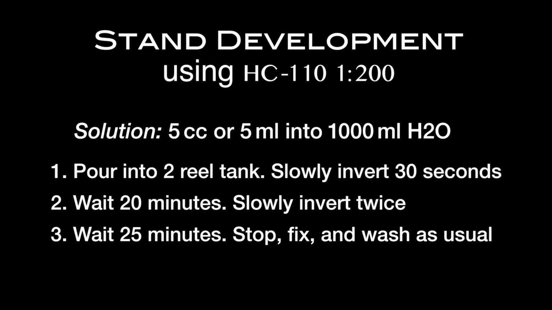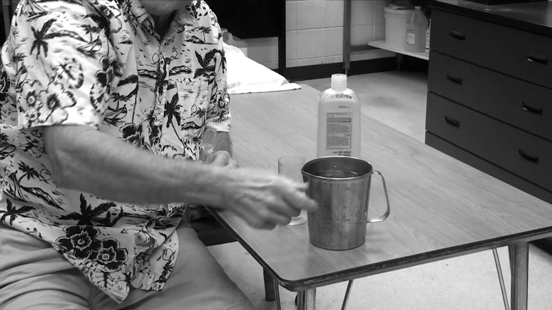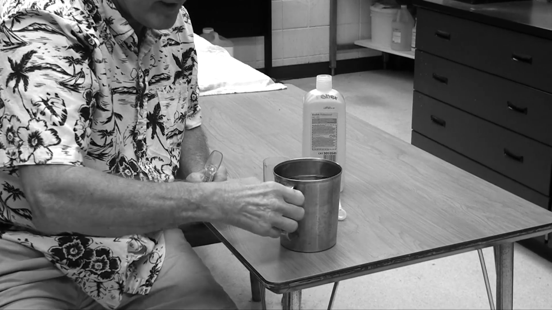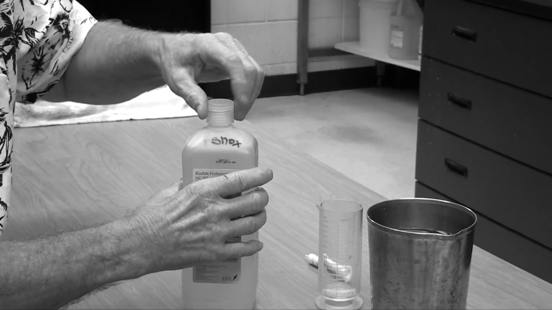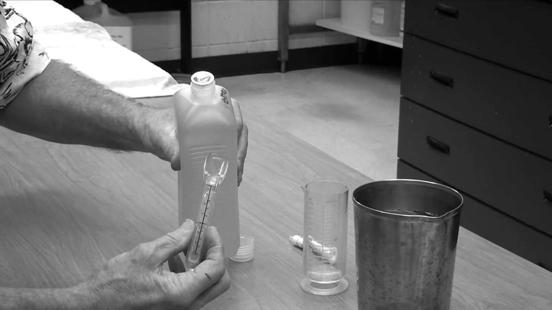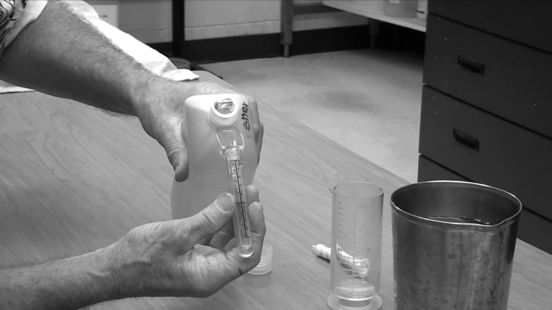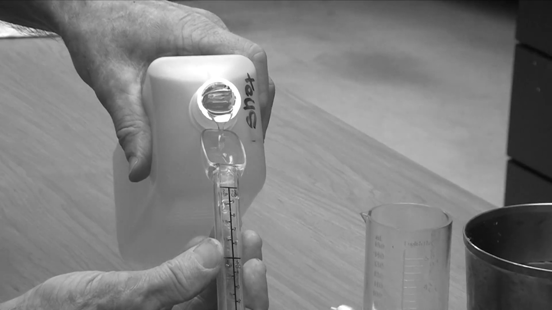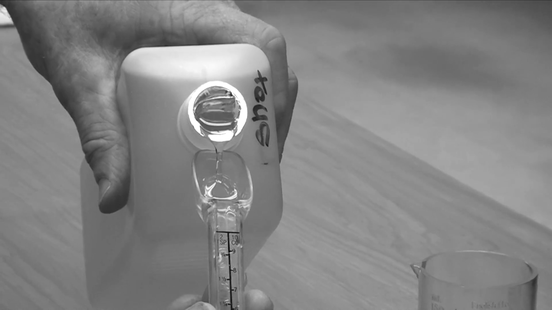I will use 5 cc's of HC-110, which is a small amount, to 1,000 cc's or 32 ounces or 1 liter or a quart of water. Here I've got a lovely stainless steel quart of water right here. And now to mix, I'll open up the top here. I've used this a couple times. And I'm going to start pouring it in slowly. It's kind of a syrupy thing.